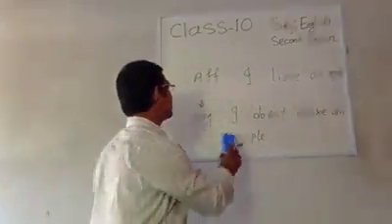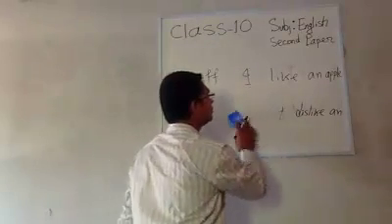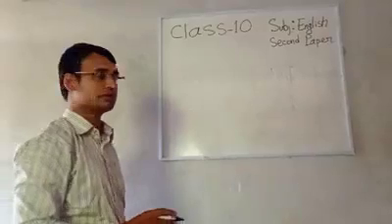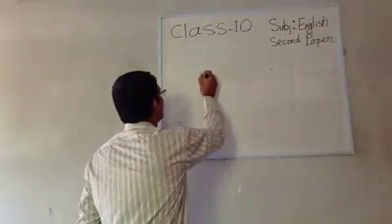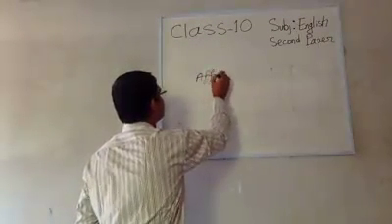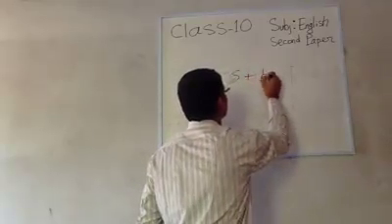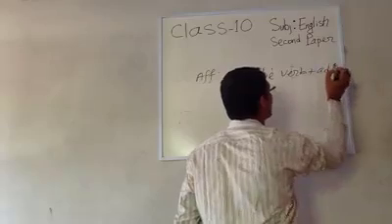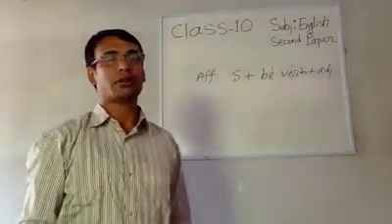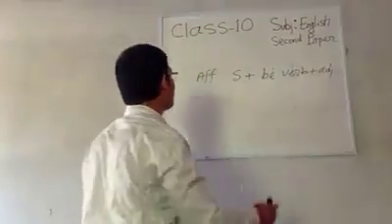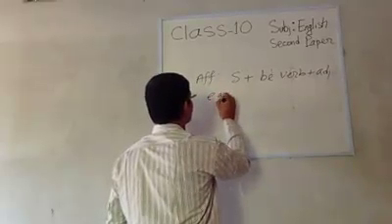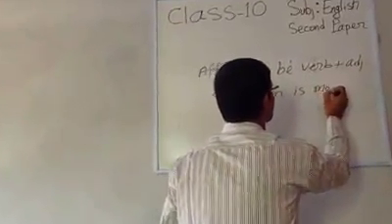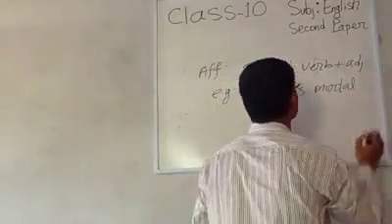So remember this. In this way, you have to change affirmative to negative. Another rule: when you find in an affirmative sentence subject, be verb, adjective, how will you change from affirmative to negative? Such as, man is mortal. Man is mortal. So what will be the negative?